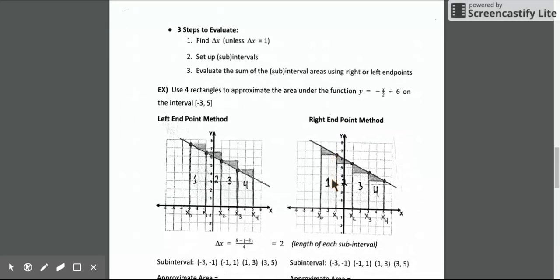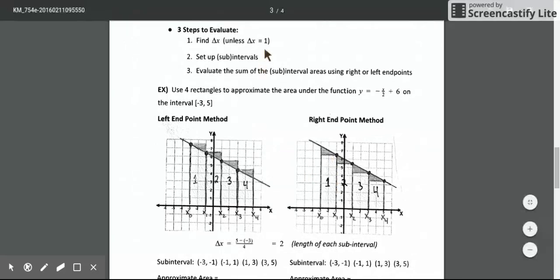So here's some steps you might want to follow. We need that change of x. We want that width of the rectangle. Unless the change of x is 1, this is more important. If the change of x is 1, it makes it a lot easier to evaluate, but we always want to check and just make sure. That's going to allow us to set up our subintervals so that we can plug in left endpoints or right endpoints, and then we'll find the area of each rectangle, depending on how many rectangles we're using, and add them all together.